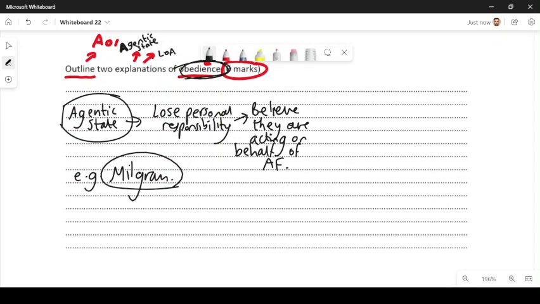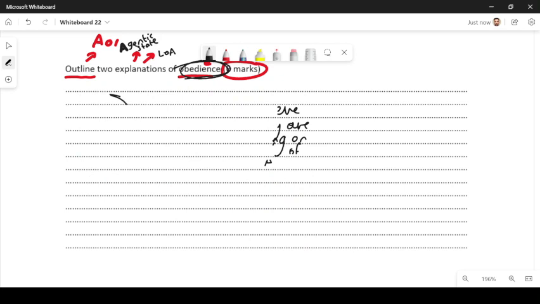You want to link to obedience consistently through this question. So you could say they believe they're acting on behalf of the authority figure and are more likely to obey. So always link back to obedience. Okay, so more likely to obey. So that is the first explanation, and as I said, with making reference to Milgram.